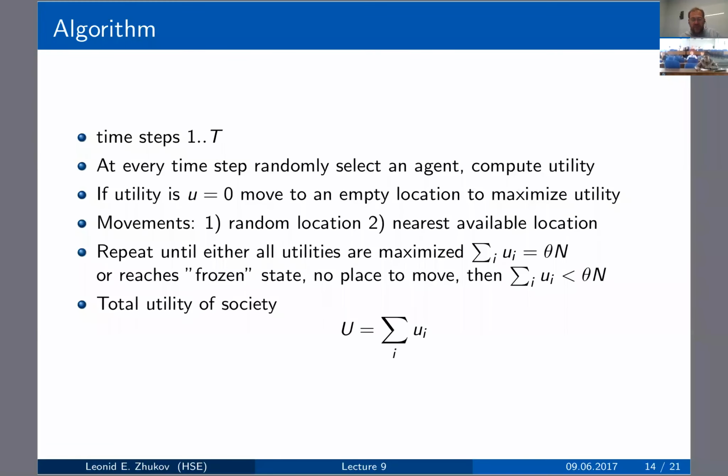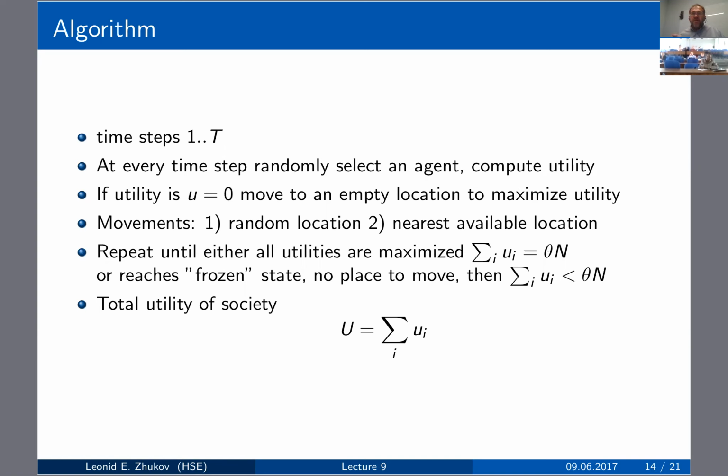So what's the algorithm? And in fact, you can actually just implement this algorithm and see how it works in real life. So you take time steps, and at every time step, you randomly select one agent in the field, compute the agent's utility function, and if the utility function is 1, you do nothing with this agent, and if the utility function is 0, you move it to an empty, available location, to maximize utility. Okay?